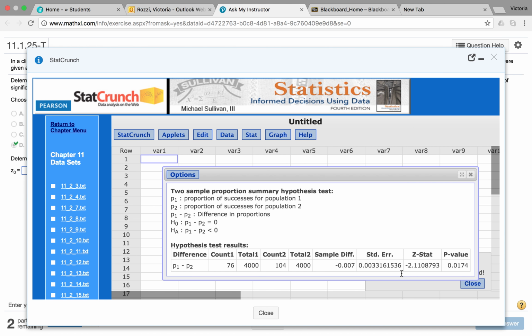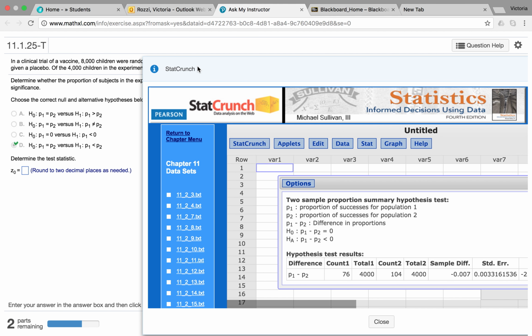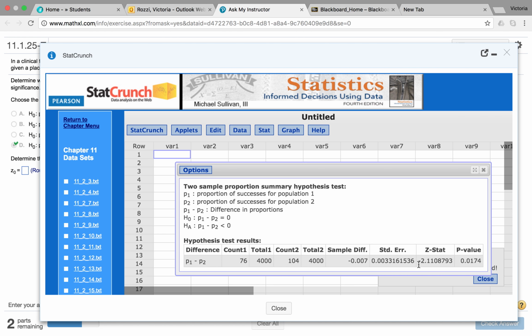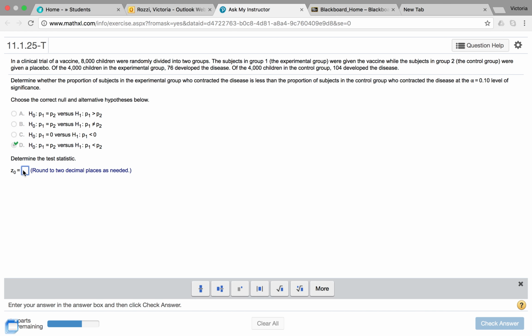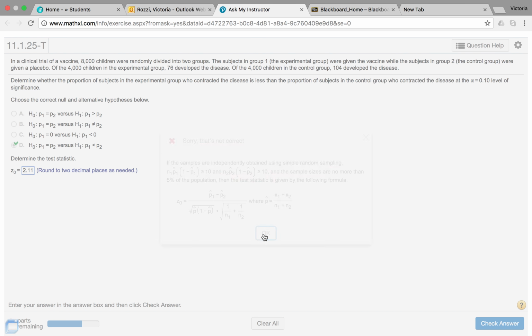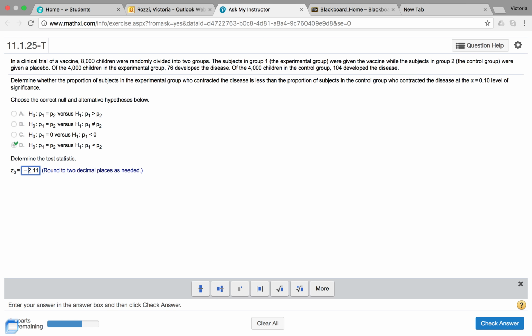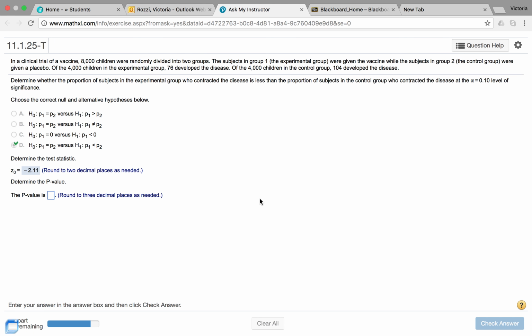And click compute. So here we have, first of all, your total counts. It gives you your difference, your standard error, your z-statistic, which is what you were looking for, and your p-value. So just be careful with rounding. Sometimes that's an issue with StatCrunch when we type it into MyStatLab. They want us to round to 2 decimal places. So that will be negative 2.11. And we're not going to make it negative here. We're just going to call it 2.11. Oh, no, I guess we do want it negative. So we'll do negative 2.11. Yeah, there we go.